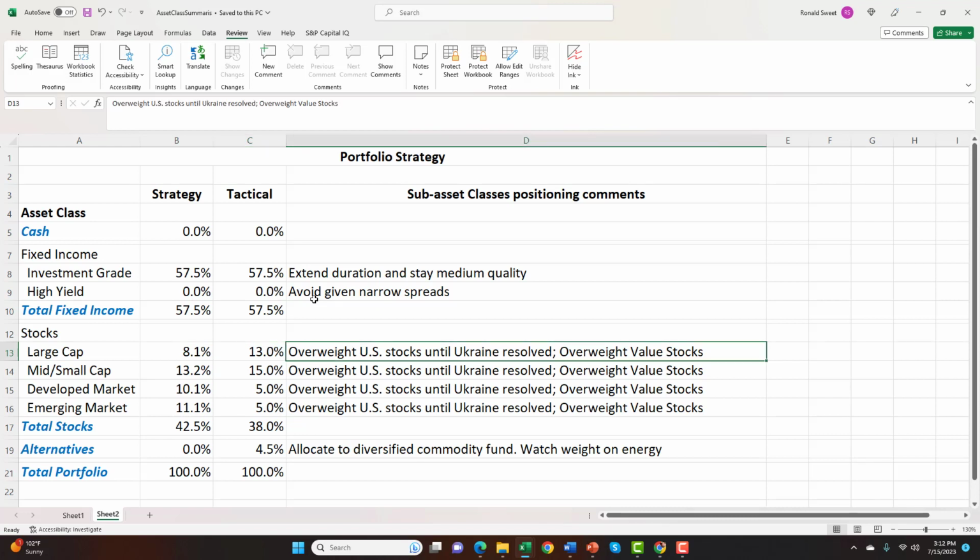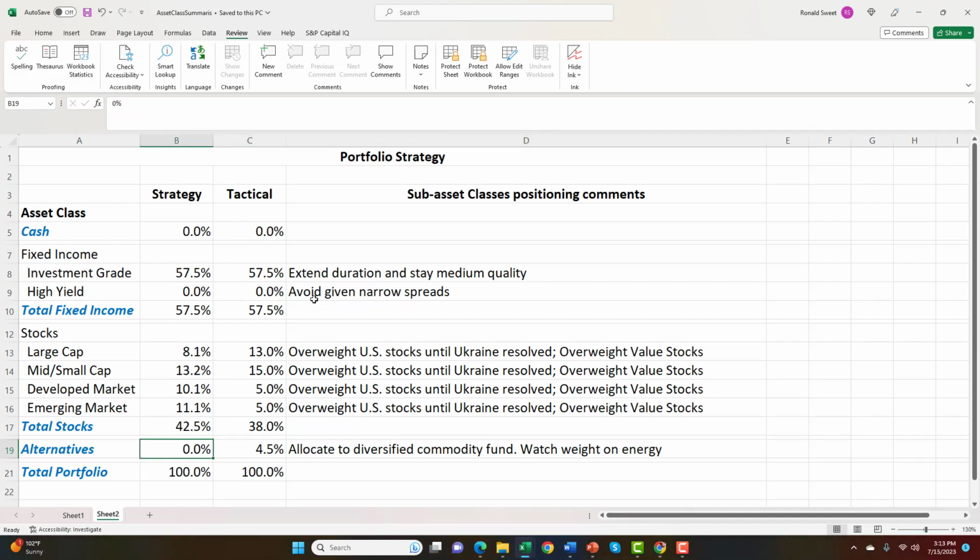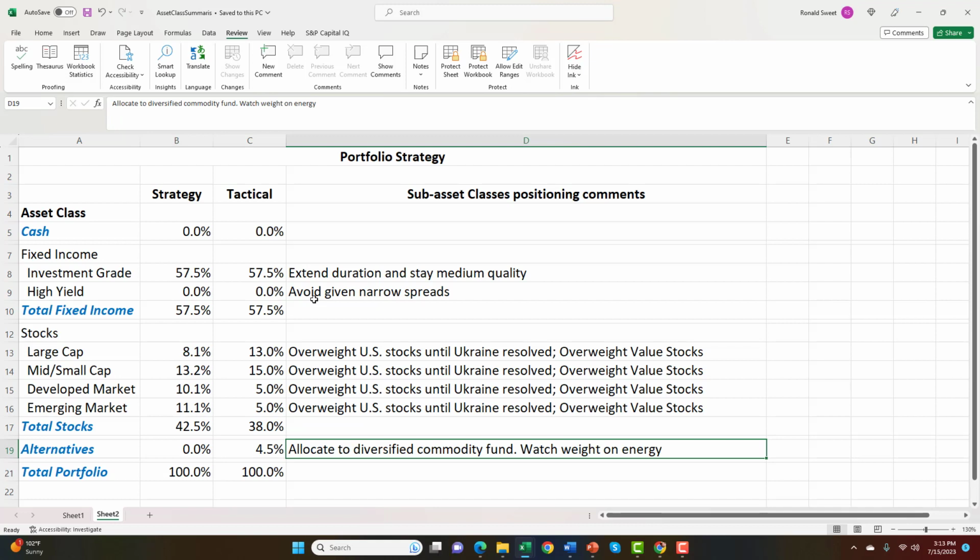There are people who argue that the US stock market looks expensive versus other markets. So if you had that opinion, you might actually be under on US stocks and over on developed and emerging stocks. It just depends on your opinion. And then I have some allocation to commodities. I'm going to find a really good commodity fund to allocate to, even though my model said not to, but I want to watch the weight of that fund. I want to make sure it doesn't have too much in energy. I'm not saying I'm recommending this. I'm just saying this is the type of tactical play you might take.